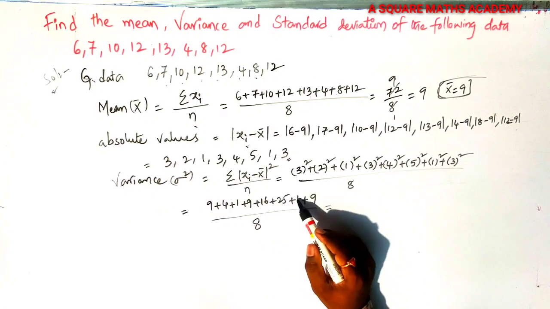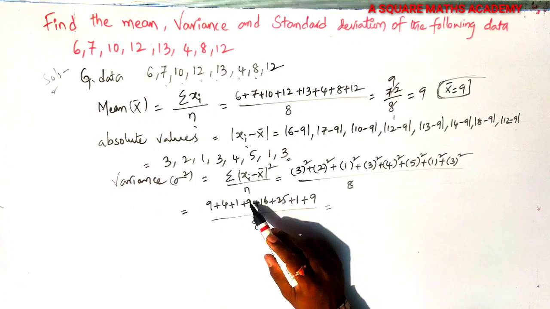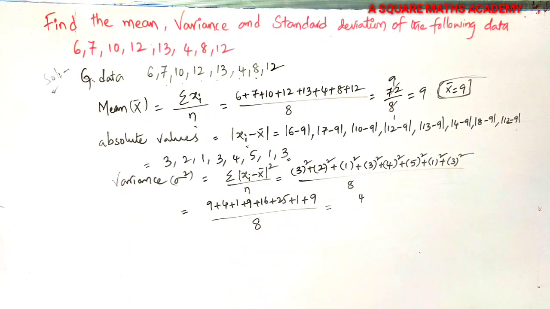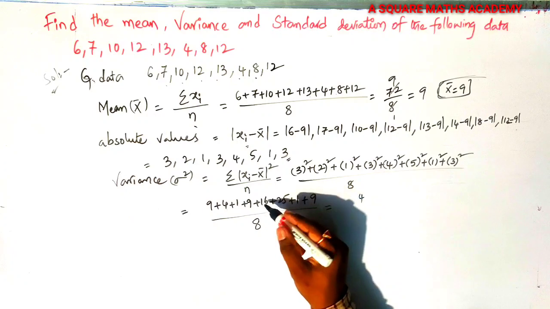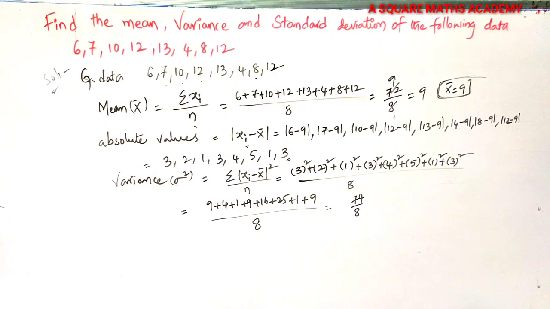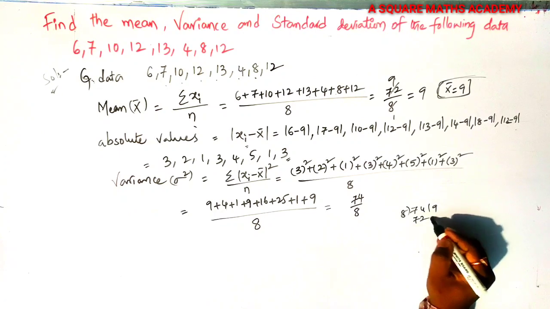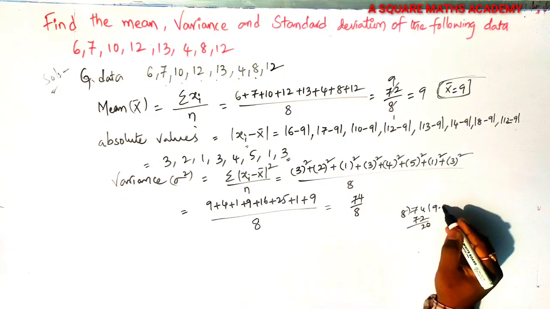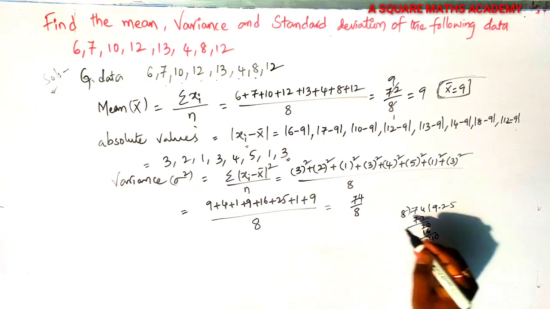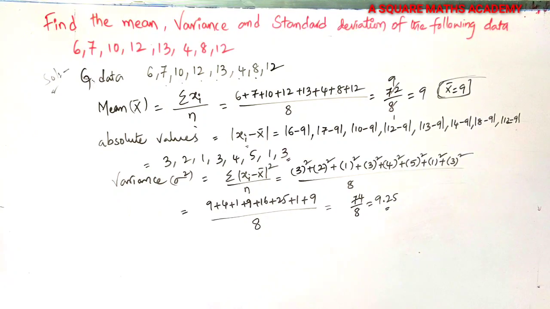So we are adding these: 9 plus 1 is 10, 10 plus 5 is 15, 15 plus 6 is 21, 30, 31, 35, 35 plus 9 is 44, 6, 7, only 74, divided by 8. So what we get here, 74 divided by 8. 8 9s are 72. 2 we get here, we write now 0. So 8 2s are 16. 8 5s are 40. 9.25 we get here.